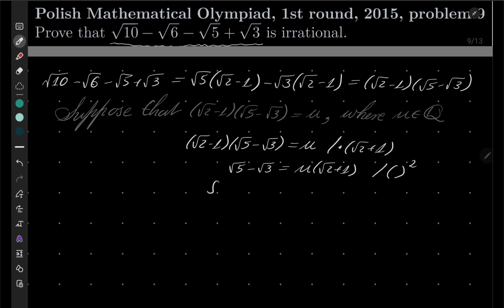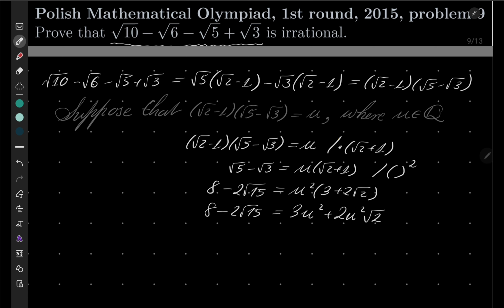And now we can square both sides. And after squaring both sides, we will get 8 minus 2 square roots of 15 equals u squared times 3 plus 2 times square root of 2. Maybe write it as follows: 3 u squared plus 2 u squared square root of 2. And now let's put square roots on one side and the other numbers on the other side. So we will get 2 u squared square root of 2 plus 2 times square root of 15.